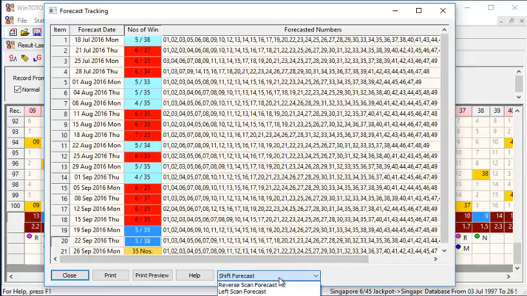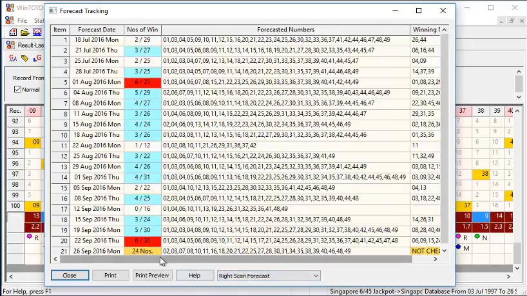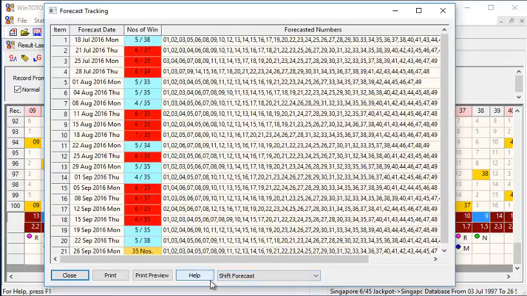But now the most important of all, I will still recommend that you take a look at left scan, alright, take a look at the right scan, because this tool has been picking up recently, doing very well. But of course, shift scan is still the latest one that we have.